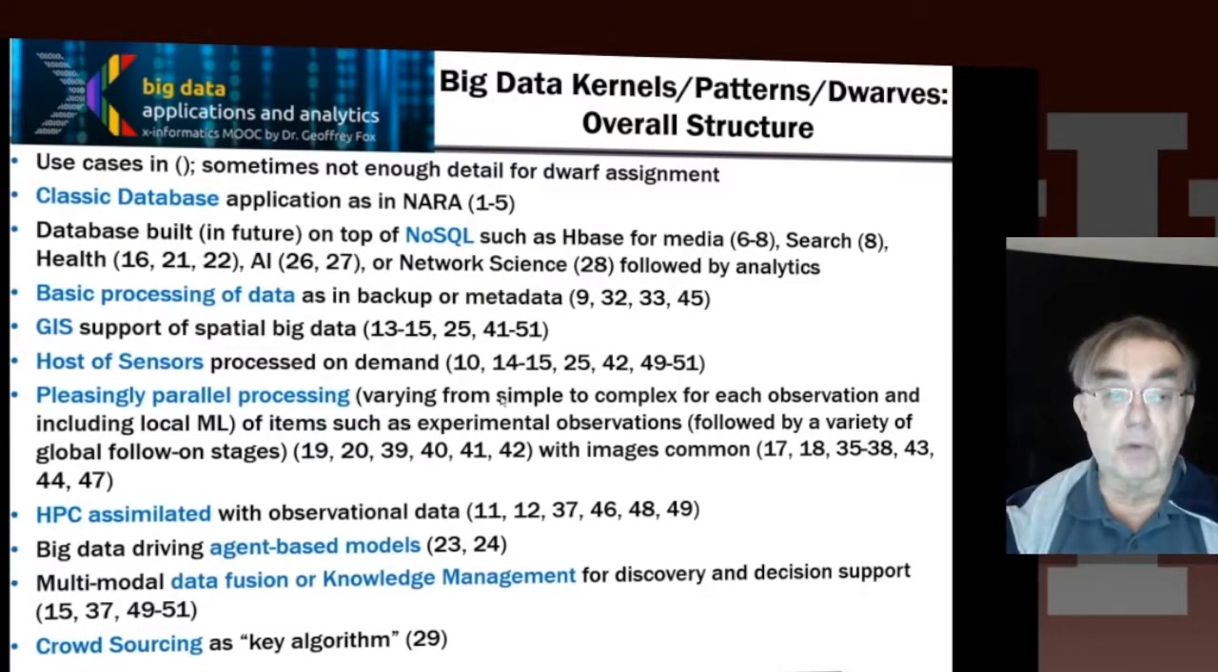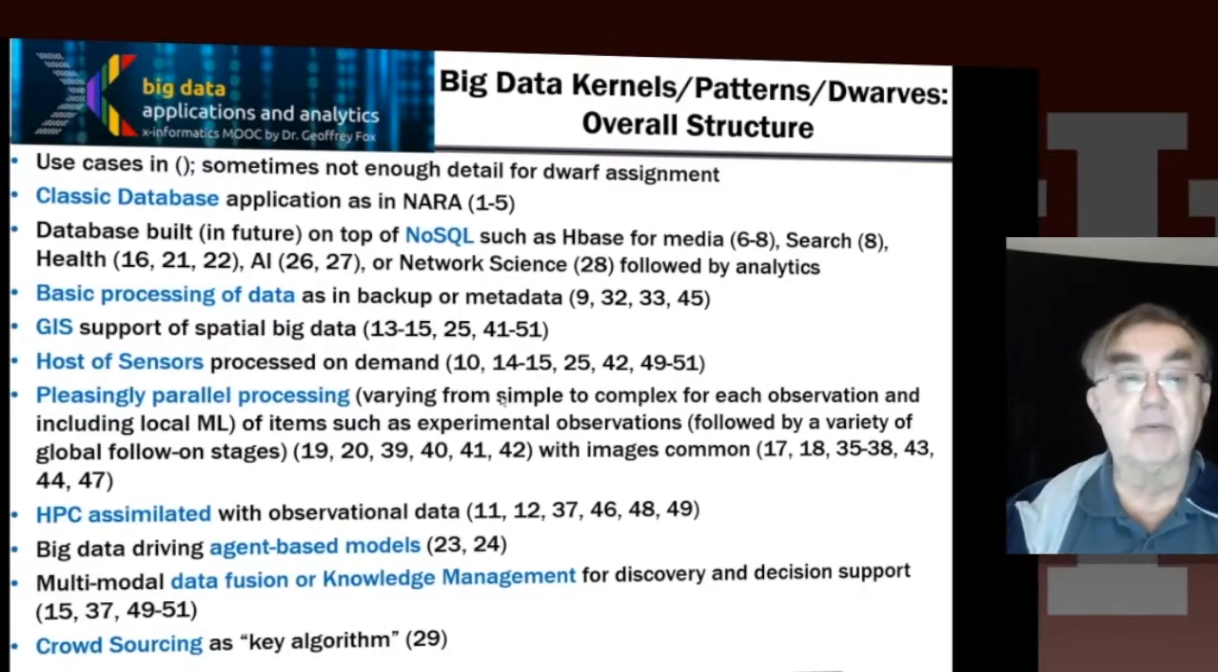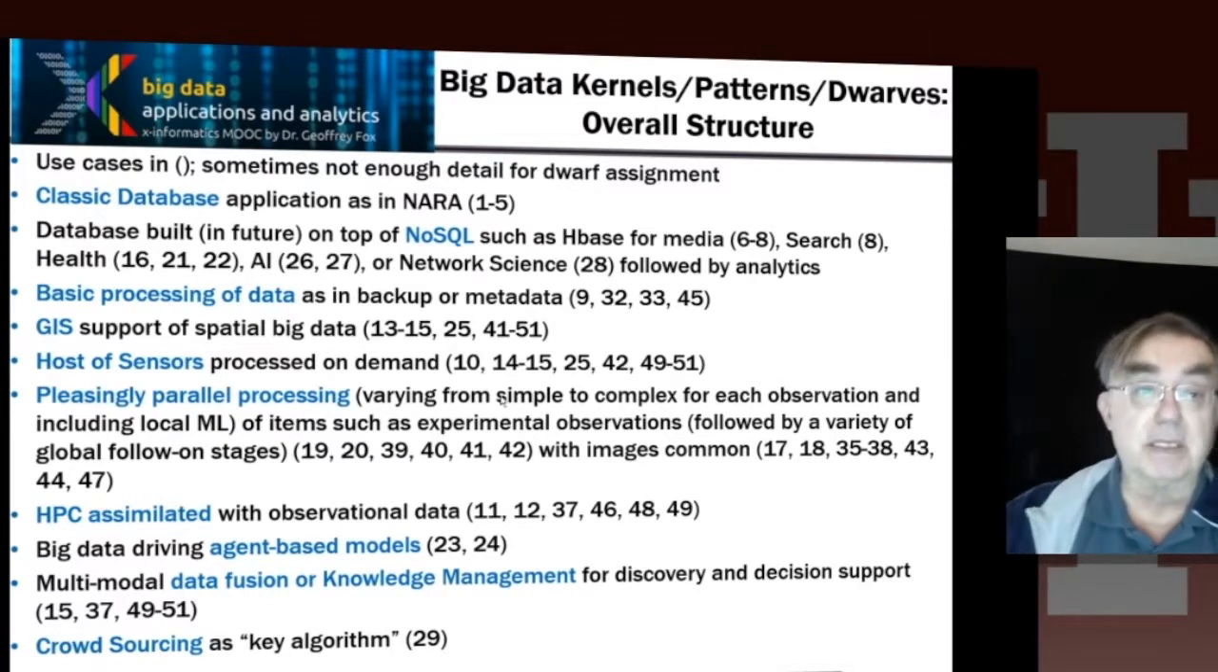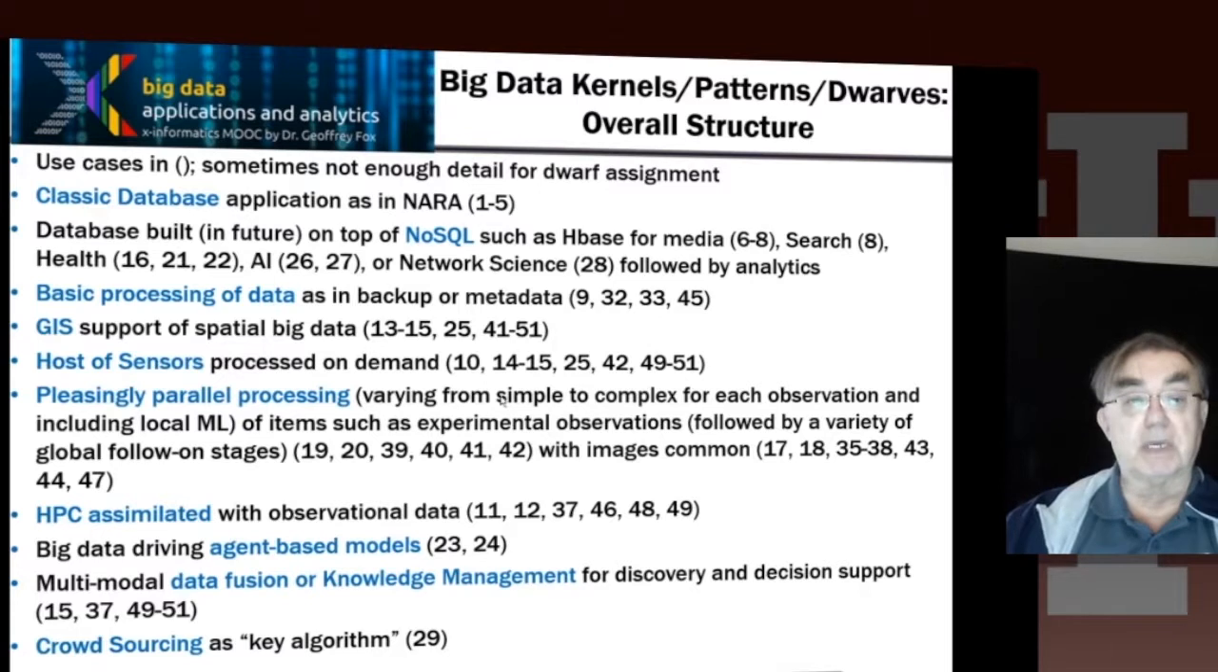Here we have more on the overall kernels. And these actually even list you the use cases. So when it says 1 to 5 across the classic database, which gives one example here, the National Archives, it says that use cases 1 through 5 exhibit that. Actually, I think more of them do, but these are just ones I identified.